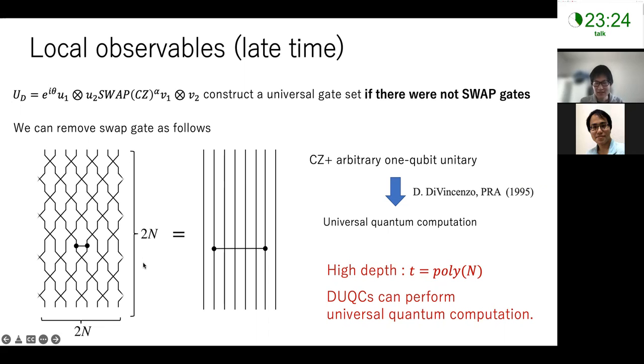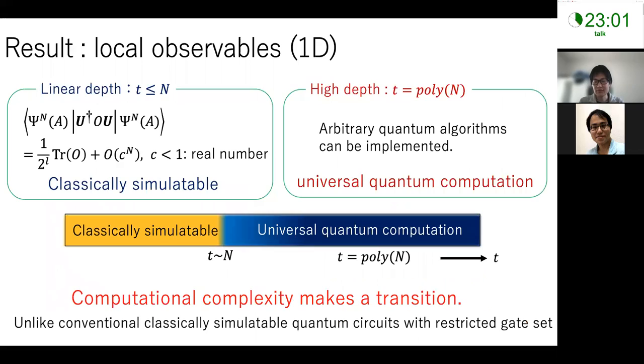redundant quantum circuit. And as I said before, CZ gate plus arbitrary one-qubit unitary can perform universal quantum computation. So in high depth, dual-unitary quantum circuit can perform universal quantum computation, which is outperforming classical computer. So I want to summarize the result.